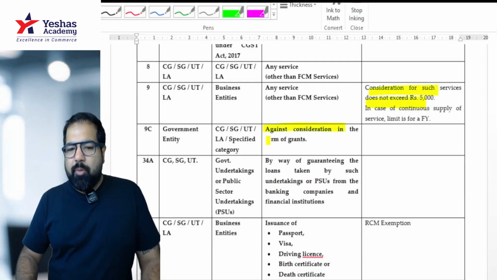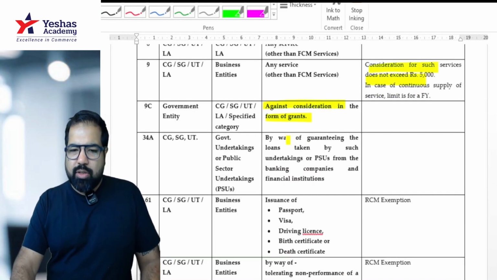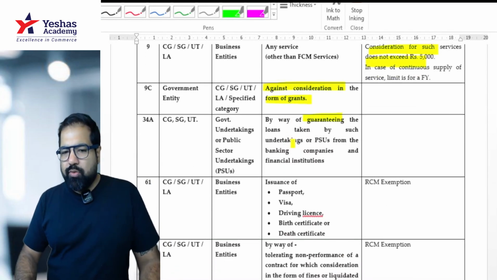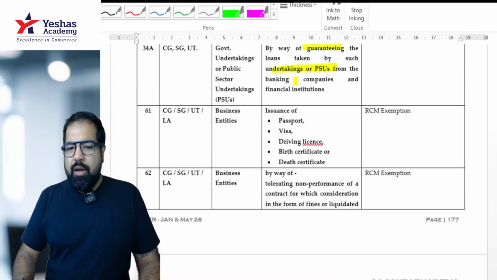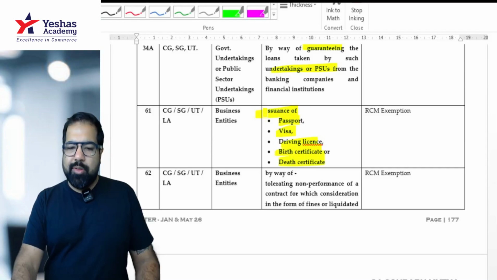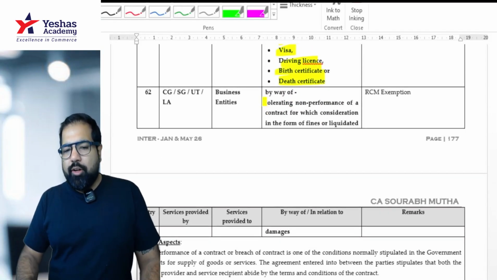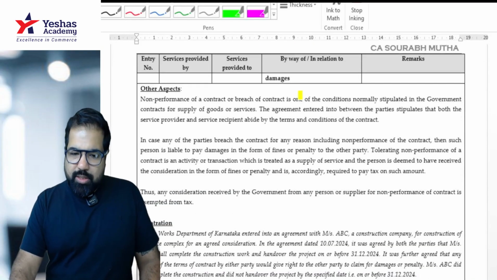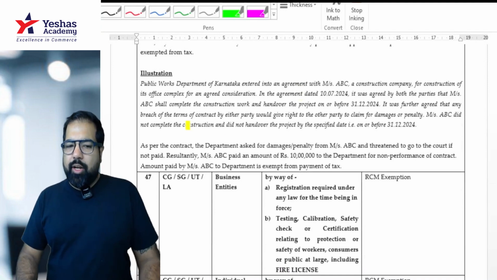Any consideration in the form of grants, if you give grants anyway, there is no supply. If you're guaranteeing loans of some PSUs, on that there is no GST. Passport, visa, driving license, birth certificate, this is basically the responsibility of the government, so there is no GST. Tolerating non-performance of the contract, also there is no GST. Let's see what is tolerating non-performance.